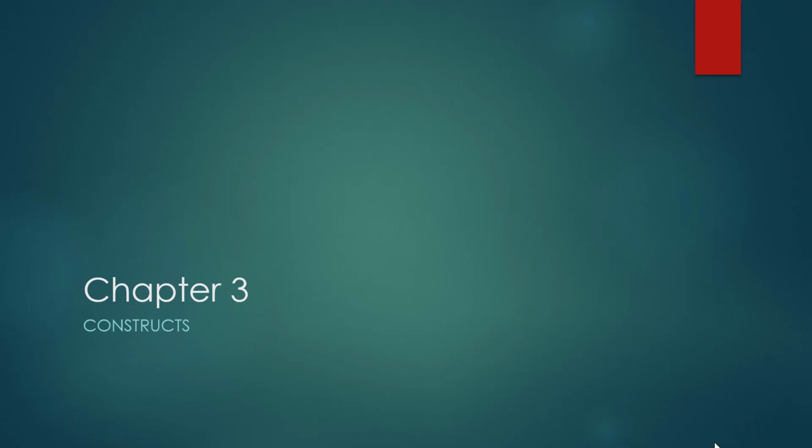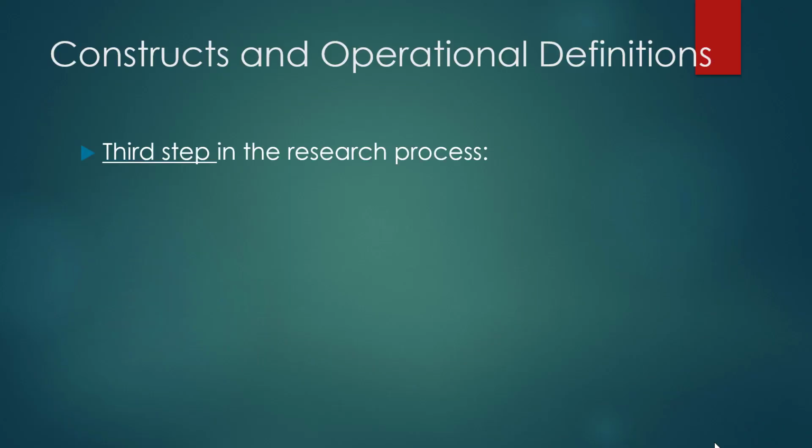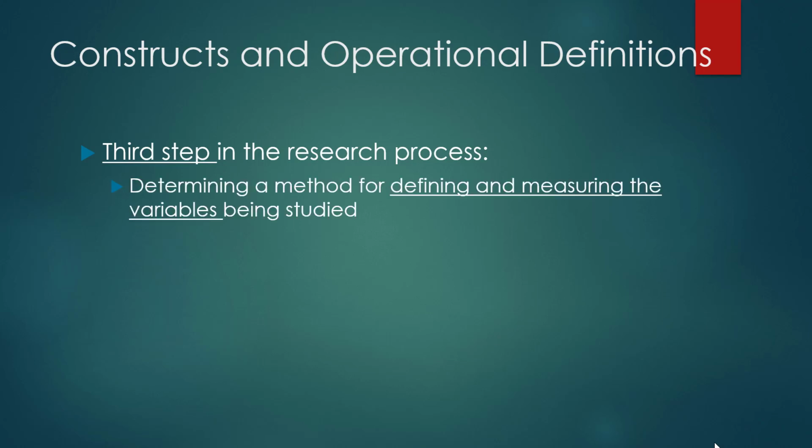This video will discuss variables and constructs. With this video, we begin discussing the third step in the research process, and that is determining a method for defining and measuring the variables that are going to be studied in your research or in your experiment. First we need to discuss what a variable is.